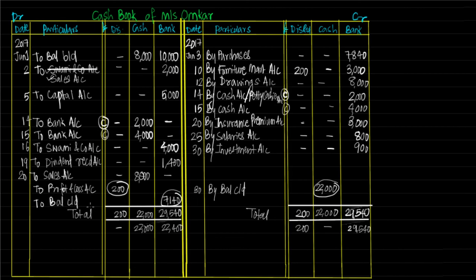So it is to balance carried down, we would write. So on July 1st, here it would appear by balance brought down, bank overdraft of rupees 7,140, and on July 1st, here cash balance would appear as to balance brought down in cash column 22,000.